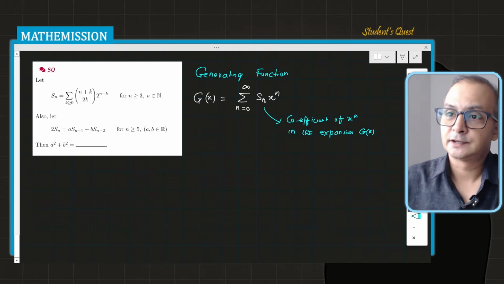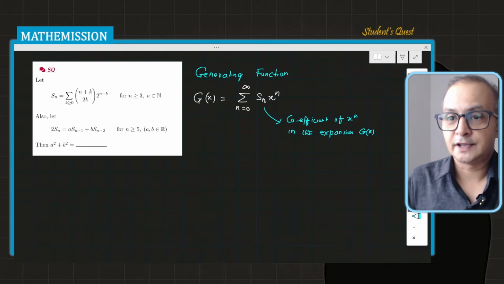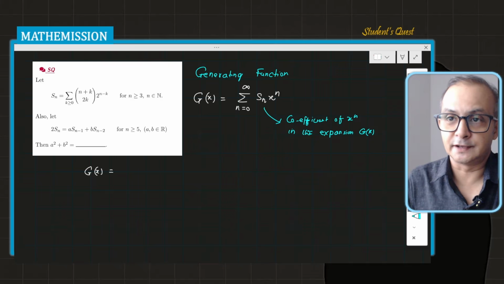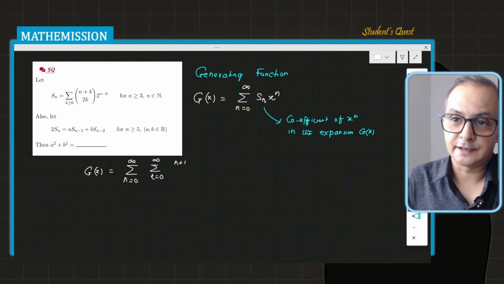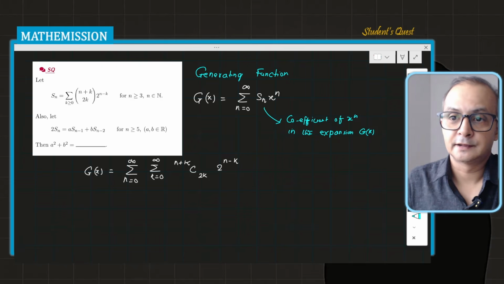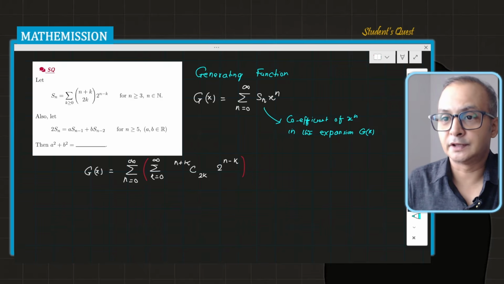So let's write it, the Sn itself there, and then see what will happen. So the g(x) again I can write there by substituting the value of the Sn itself. So I can write the summation n goes from 0 to infinity, and again I can write summation k goes from 0 to infinity, and there's (n+k) C 2k, and this is 2 to the power n minus k. By the way, you notice that this is the Sn I have written, and into this x to the power n.